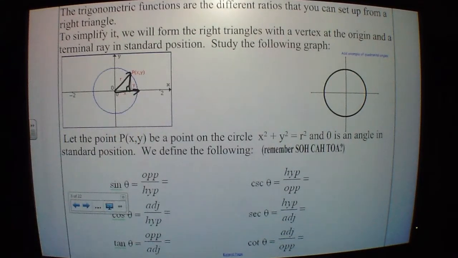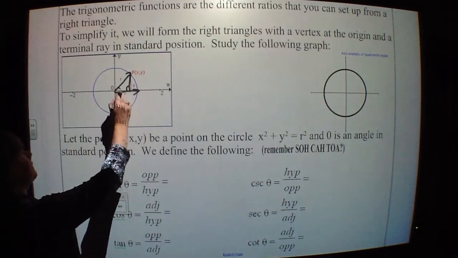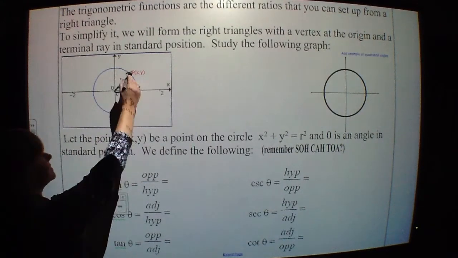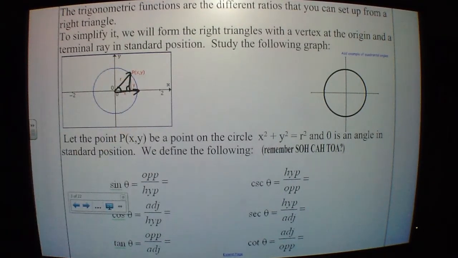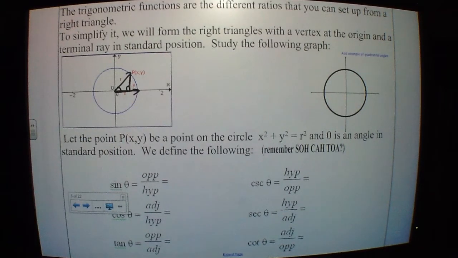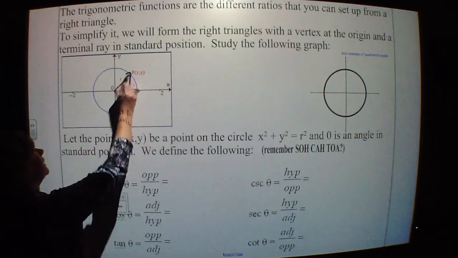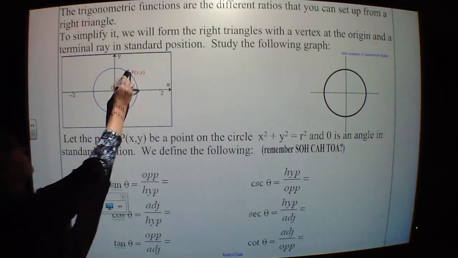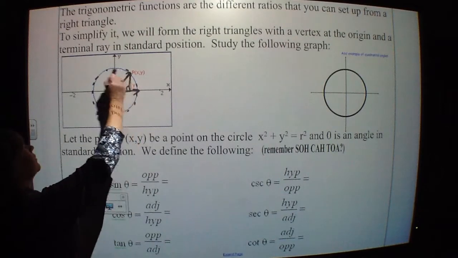And now, instead of calling a side opposite, adjacent, and hypotenuse, we're going to call this opposite side y, because it is the y distance on an x and y coordinate system, in the Cartesian coordinate system. It is the y coordinate. This adjacent side we will now call x, and this radius, the hypotenuse, we'll call r, because it's a radius of a circle, like when we make a unit circle.